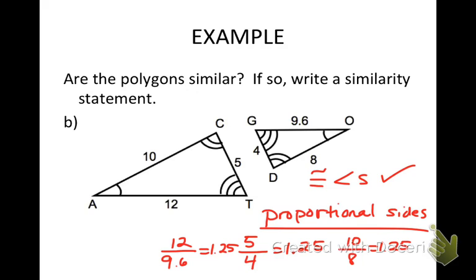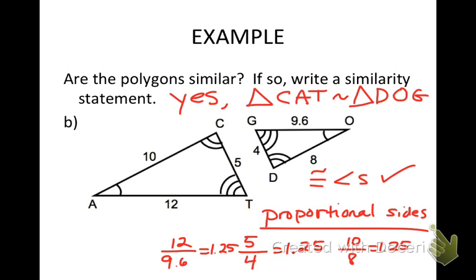Yes. So are they similar? Yes, they are similar. So triangle cat. Is that similar to triangle dog? C matches up with, it does. I probably did do that on purpose. So triangle cat is similar to triangle dog.